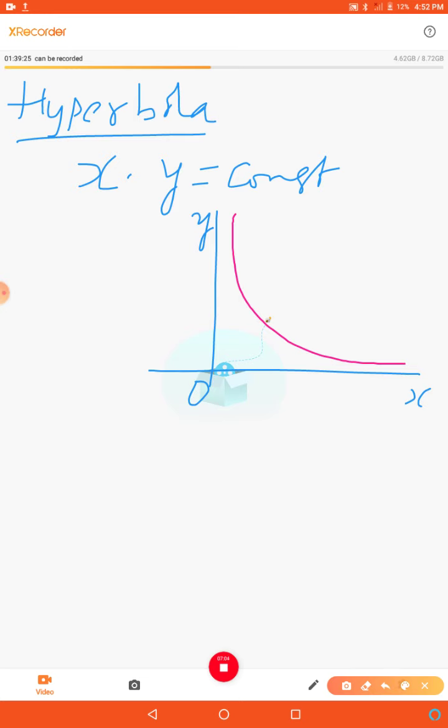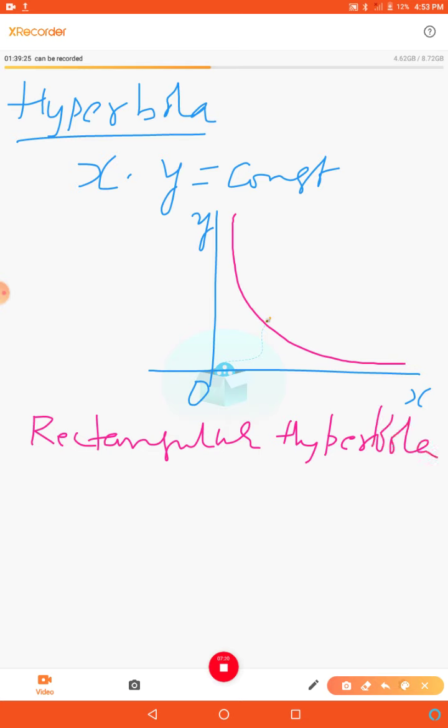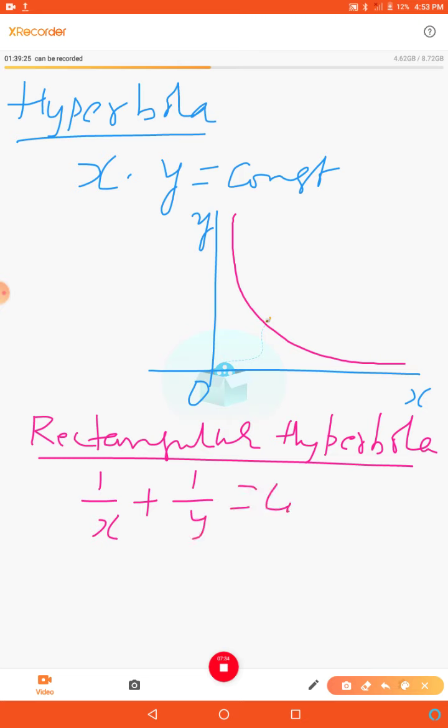Then we have the rectangular hyperbola. The last curve that we have is the rectangular hyperbola. The equation for the rectangular hyperbola will be 1 by x plus 1 by y is equal to constant. So this represents a rectangular hyperbola.